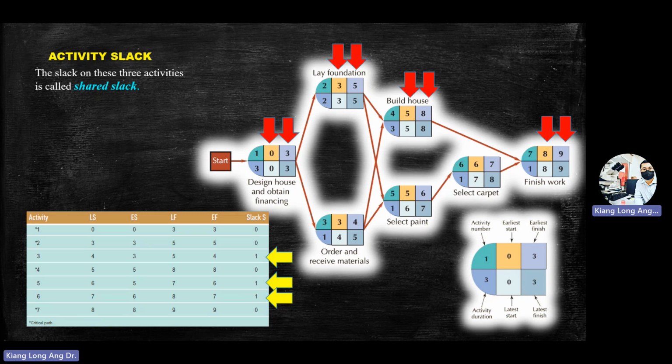So how to calculate slack time? You can subtract the time either in the middle or at the last. For example, activity number 3, you take 4 minus 3, you get 1, 5 minus 4, you get 1, and so on. If you get zero, then that one is under the critical path.